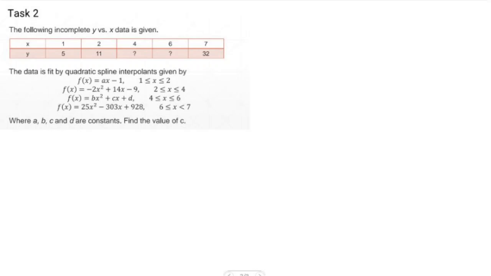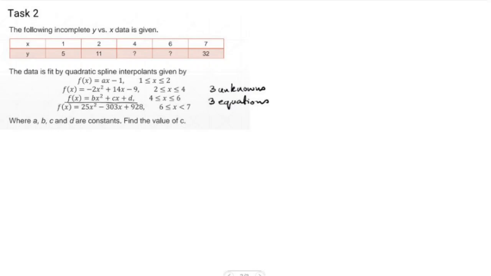Now I have taken a screenshot of the question and put it up here so we can see while we are working. And we can find the value of c by solving the third spline here. So the third spline has the value c, going from 4 to 6. But for this spline we have got 3 unknowns, b, c, and d, and for that we need 3 equations to find out the values of these unknowns.